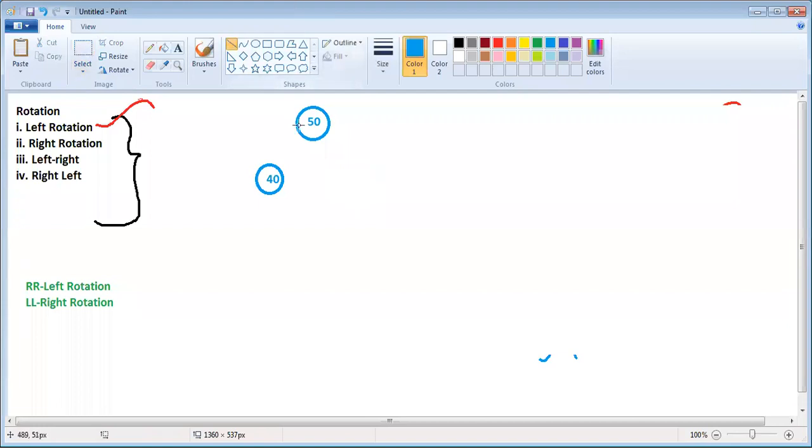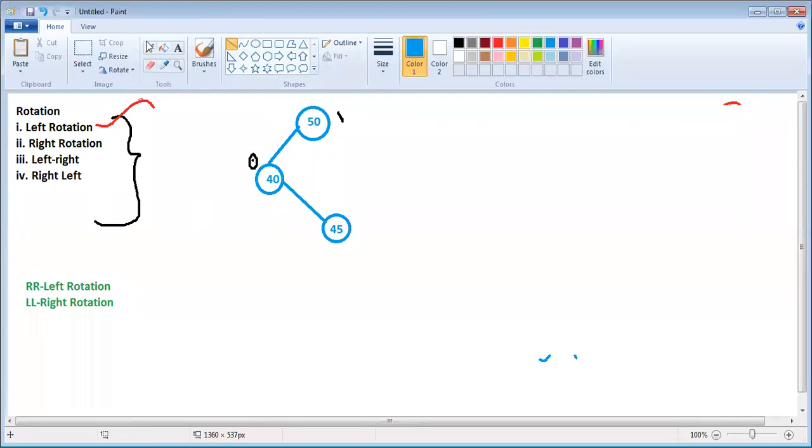Before that, we will check whether height is properly fine or not. What is the height balancing when I added 40? 0. Here, 1. Now again I am adding a value, for example 45. Where do I want to insert 45? Right side of 40. Exactly. So I'm inserting 45 here and connecting it like this.